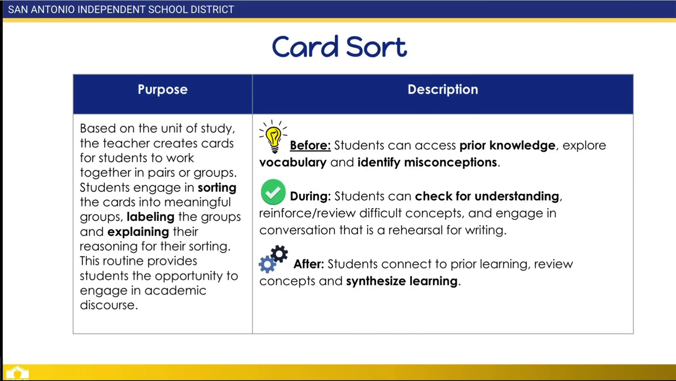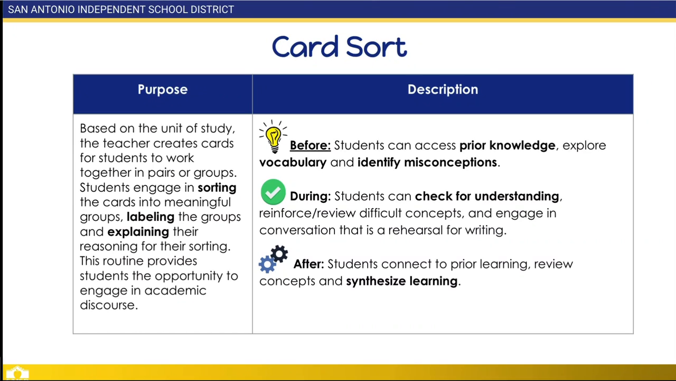The third instructional strategy that can support student learning in the classroom is a card sort. Based on the unit of study, the teacher can create cards for students to work together in pairs or groups. The purpose is for students to engage in sorting the cards into meaningful groups, labeling the groups, and explaining their reasoning for their sorting. This routine provides students the opportunity to engage in academic discourse.